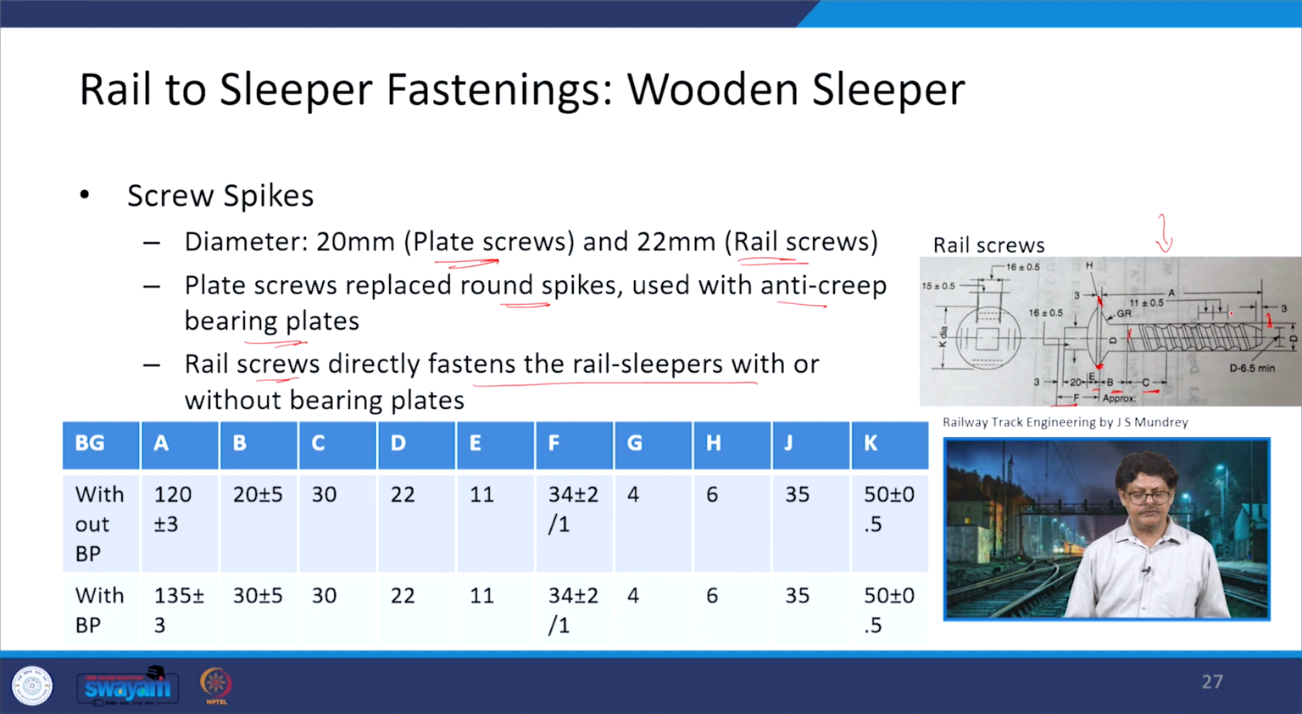All of these values of A, B, C, D to K have been provided for two cases. One is when it is used without a bearing plate, where BP is bearing plate, and the other is when it is used with the bearing plate.